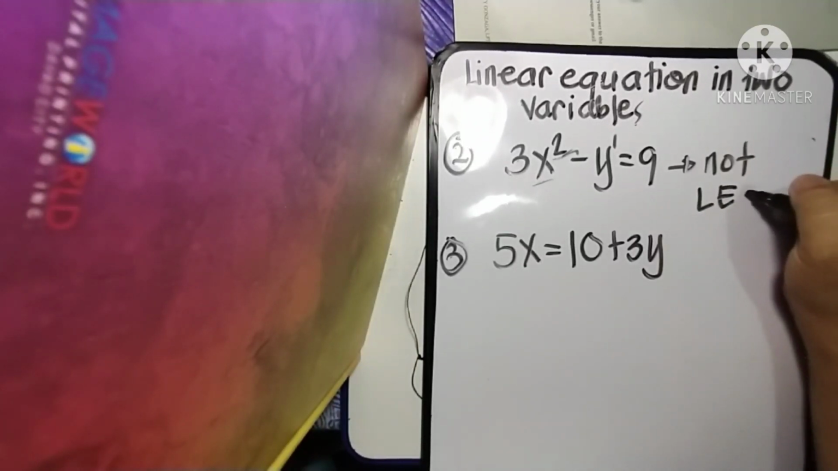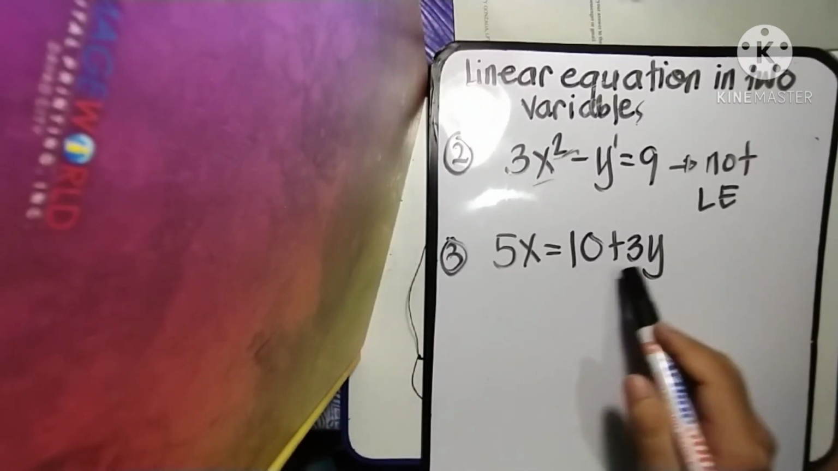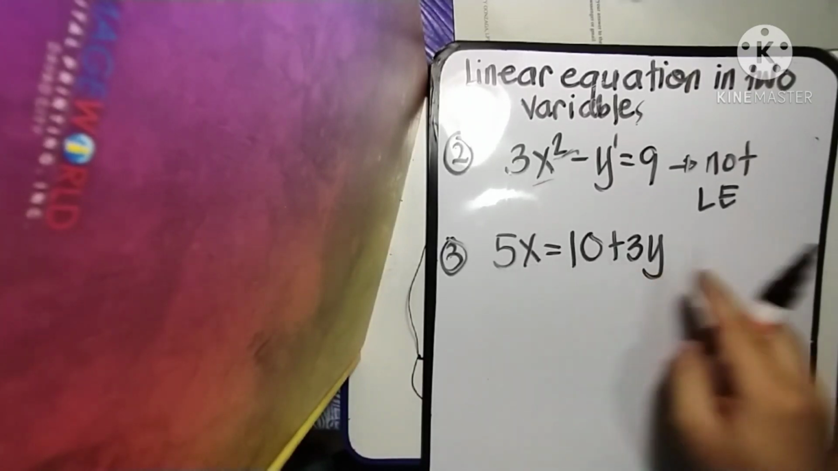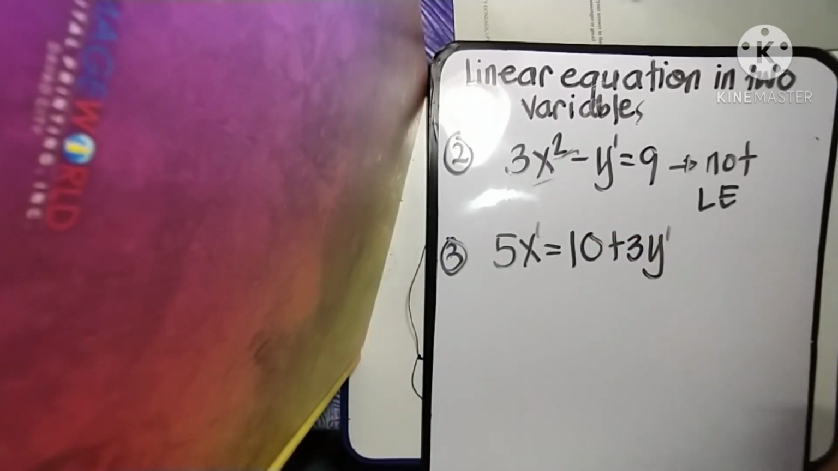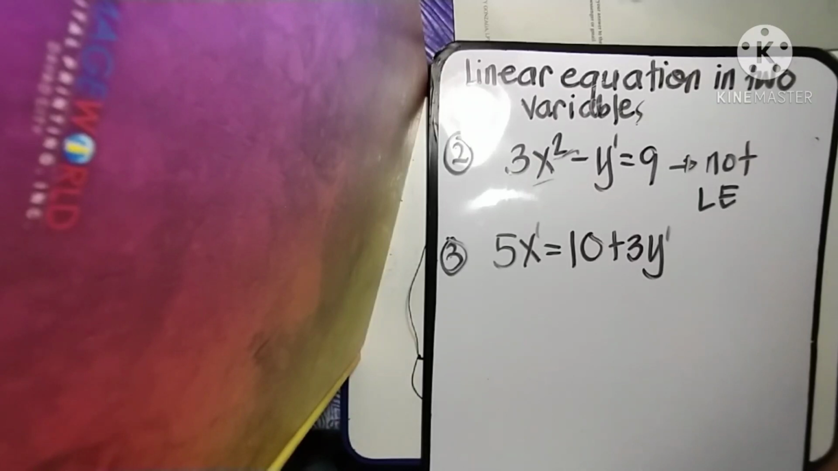so therefore example number 2 is not a linear equation in two variables. Okay, so how about example number 3? Example number 3, we have 5x is equal to 10 plus 3y. So as you can observe, naa tay variable x and y, so naa tay duha ka variable, then the degrees of their exponents are all equal to 1. So therefore, this is an example of a linear equation in two variables. But wala siya naka-in standard form. But still, it is an example of linear equation in two variables.